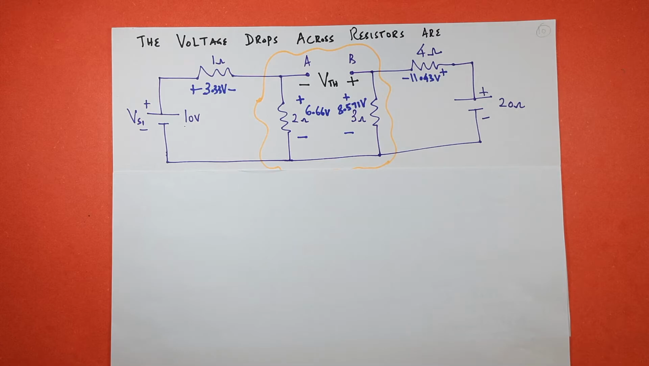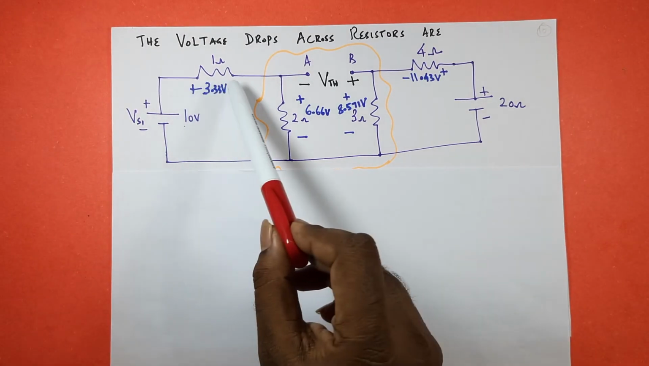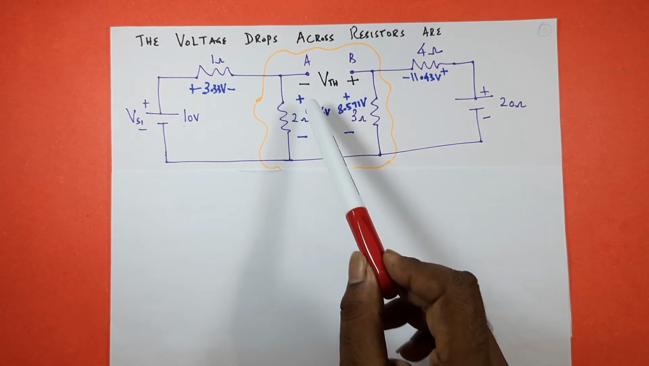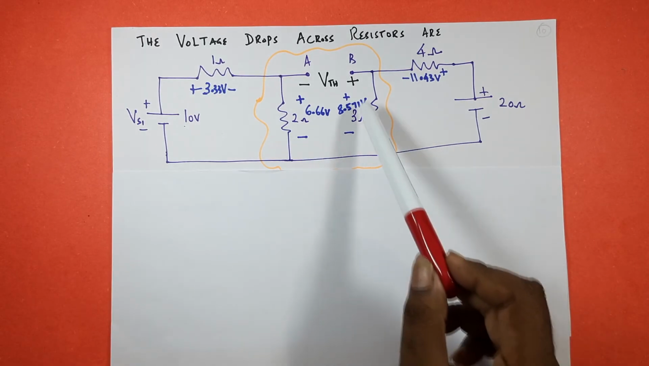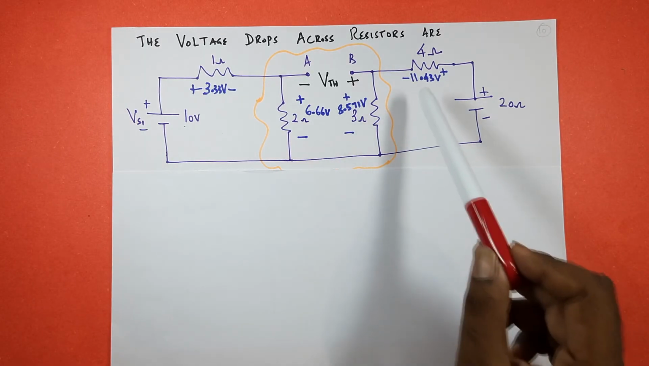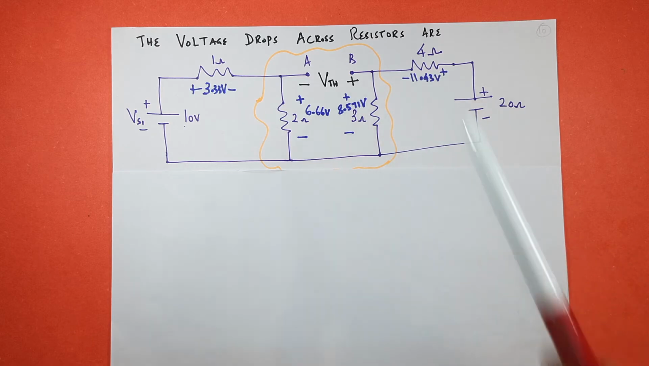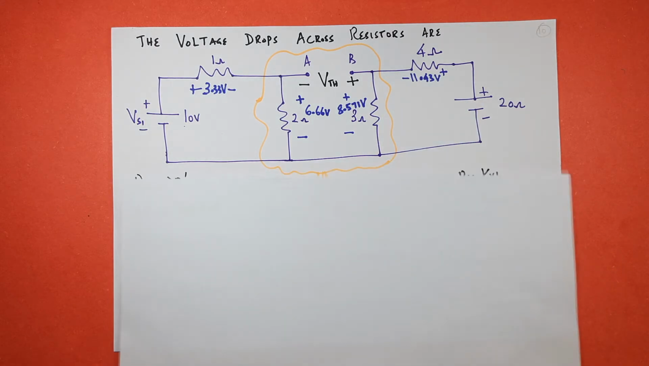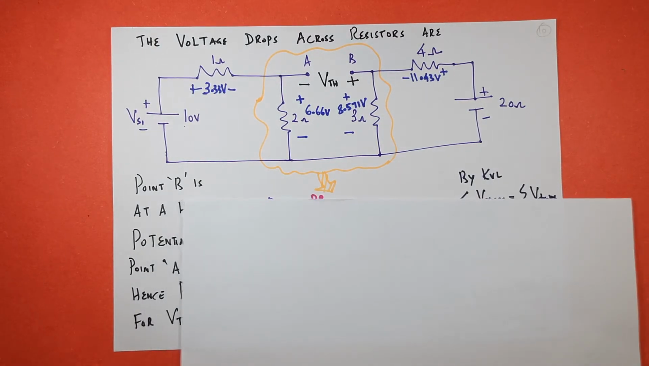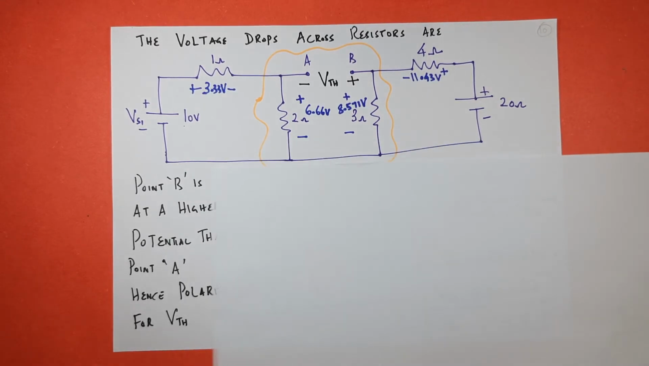So polarity: current entry point positive, negative. Current entry point positive, negative. Current entry point positive, negative. Current entry point positive, negative. Okay. Now we have to fix the polarity for that V Thevenin.